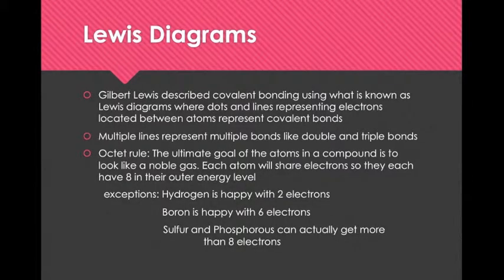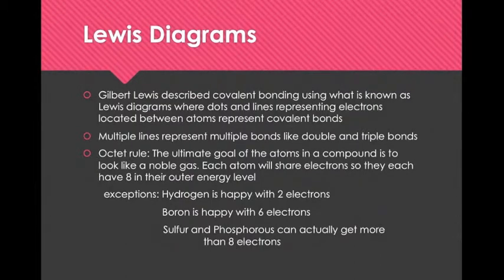Gilbert Lewis was the first to describe covalent bonding using what is known as Lewis diagrams. In Lewis diagrams, dots represent a single non-shared electron and lines represent shared electrons, which are technically written as 2 electrons to support the octet rule. So the lines located between atoms represent covalent bonds, and multiple lines represent multiple bonds, like double and triple bonds. However, there is nothing higher than a triple bond, so quadruple bonds don't exist.